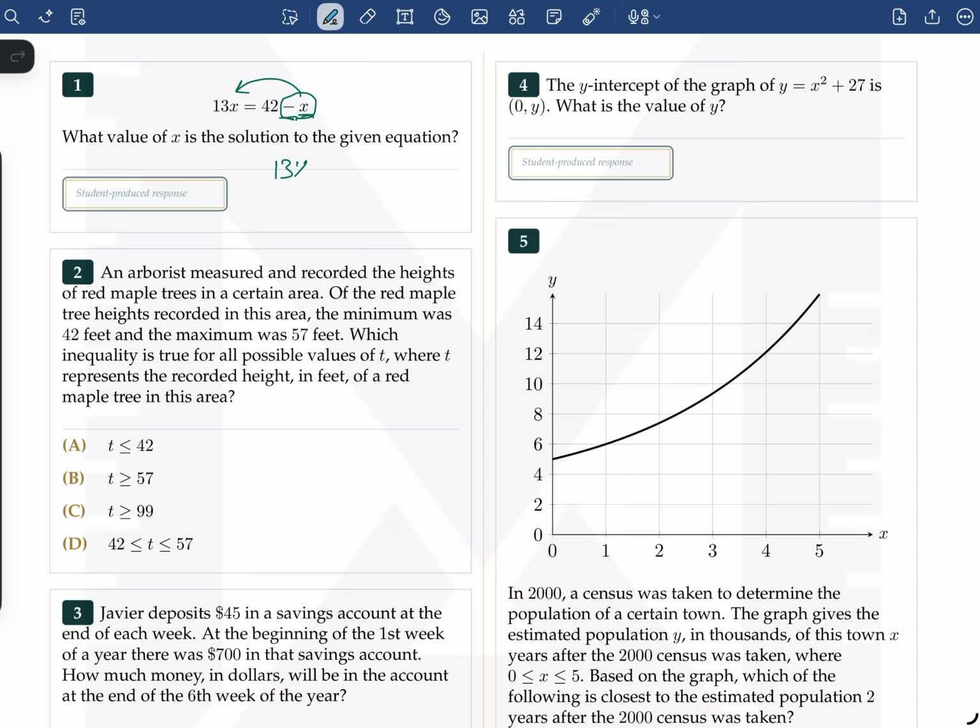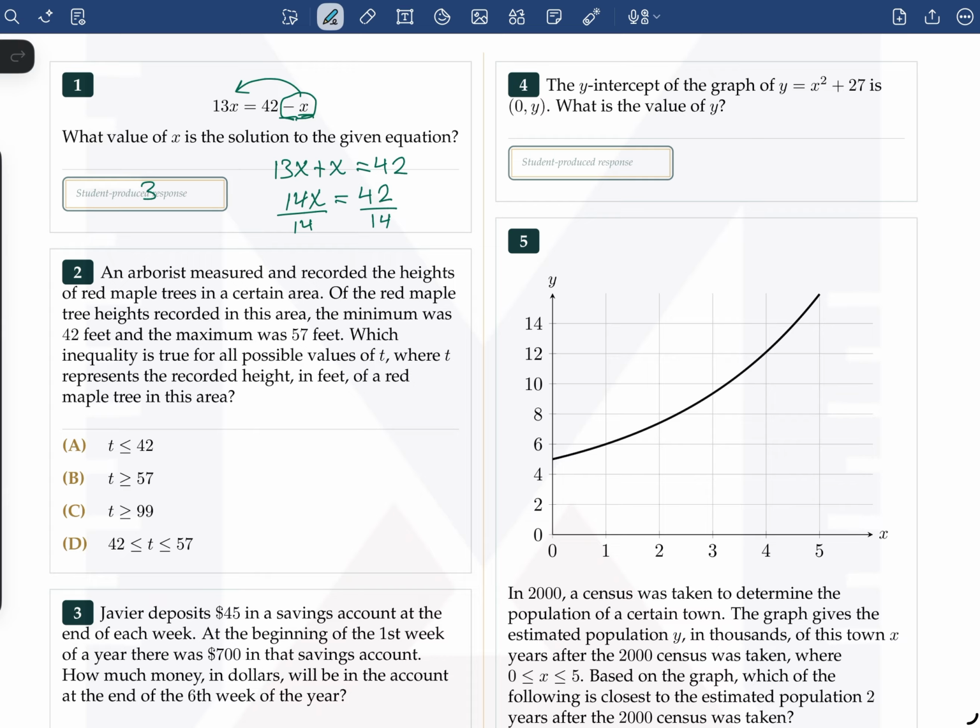So 13x plus x is equal to 42. And 13x plus x is 14x, and then equal to 42. Then we can divide by 14 in both of the two sides, and we get x equals 3. And that's the answer, or the solution to the first equation.